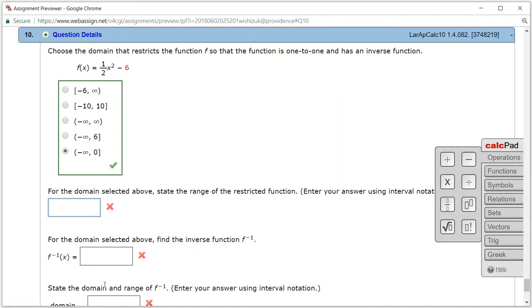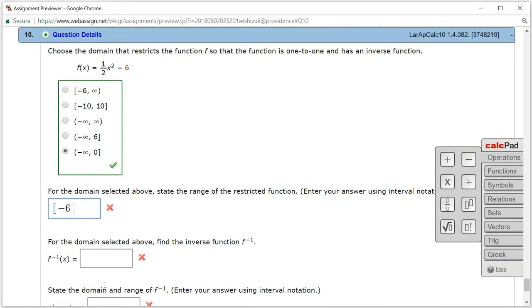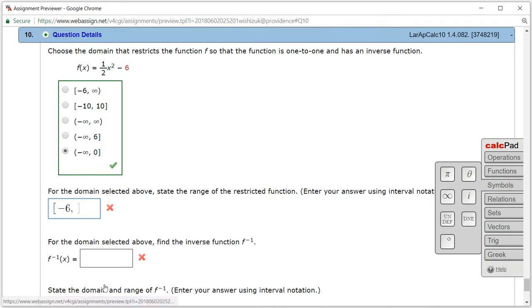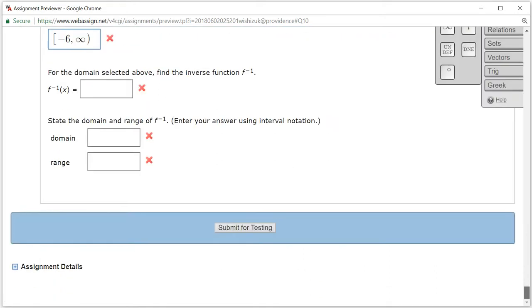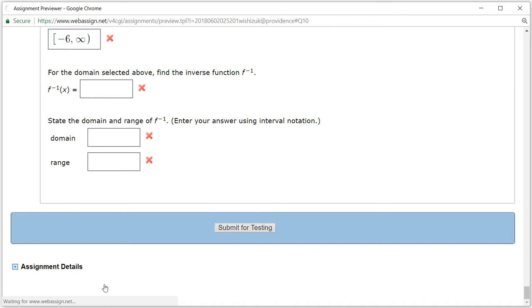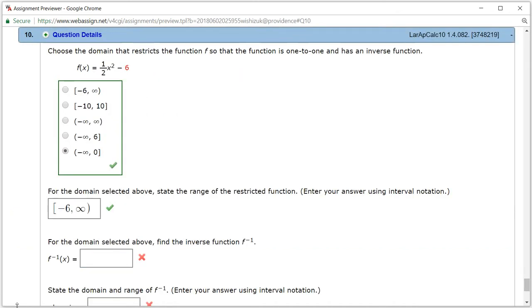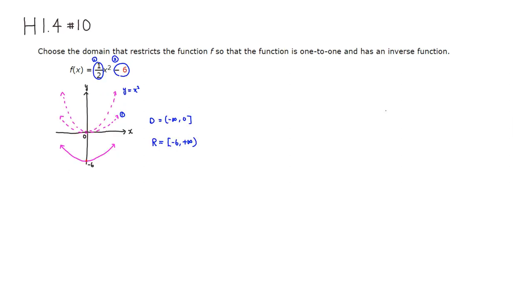Let's type it in. So you have -6 all the way to infinity. Let's check the answer. Submit for testing. All right, came back and looks like we got the correct range of the function. Now it is one-to-one, we can find its inverse function.